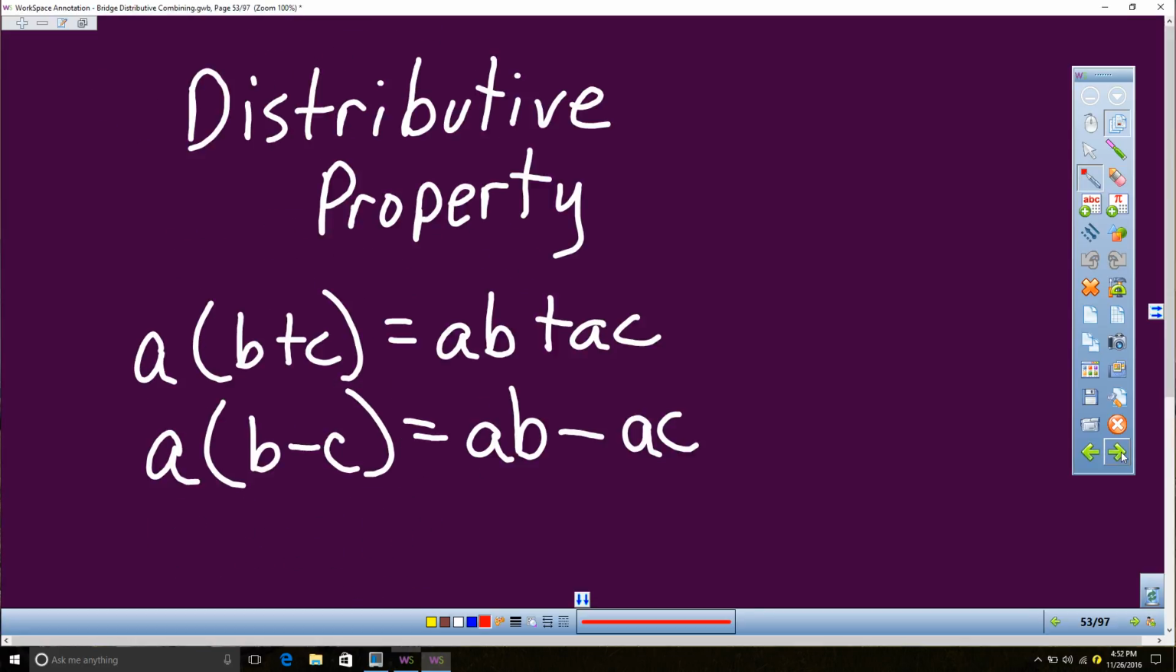So here is the distributive property written using variables. All I'm saying here is that if you have a number on the outside and inside the parentheses you have an addition problem, either b plus a positive c or b plus the opposite of c, then you can use the distributive property to simplify and get rid of the parentheses.